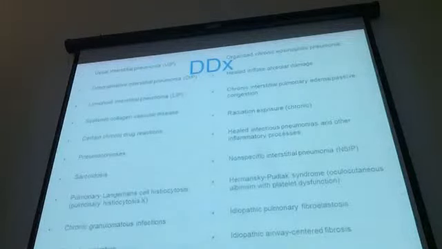This is the differential diagnosis list. I'm not going to talk about all of these right now. This is a long list of things to also be considered. And so the bottom line here is I think that almost every lung biopsy for interstitial lung disease, you have to think about this as a possibility because it can overlap with so many other things that can look similar.